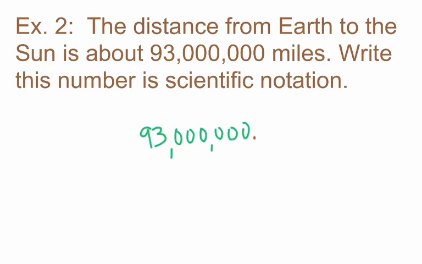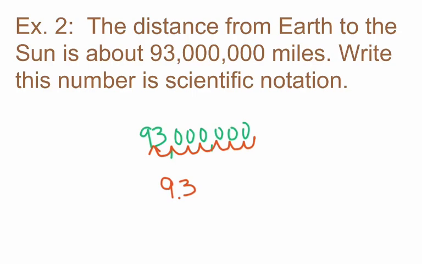So one more time, I'm going to make ocean waves until I get my decimal over to in between the 9 and the 3. So since I moved the decimal over, I now have 9.3. I don't need to include the zeros because they're just place value holders.